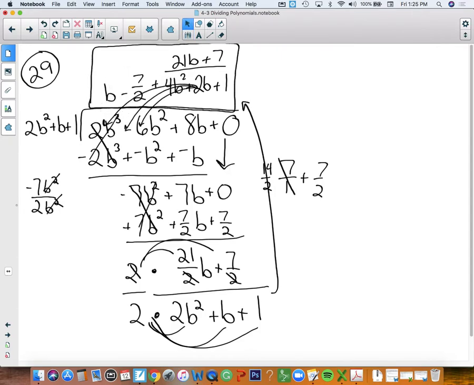No, it wasn't easy, okay? And yes, it takes a little bit of perseverance to figure out how to do that, but that is our solution for number 29, okay?